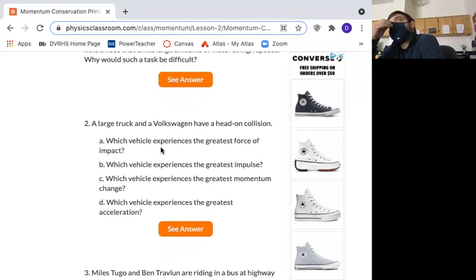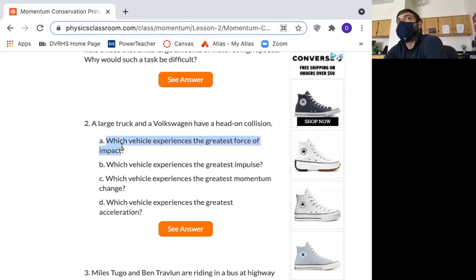A large truck and a Volkswagen have a head-on collision. Which vehicle experiences the greatest force of impact? Gio says the Volkswagen. I think they're equal. Forces are going to be equal and opposite.